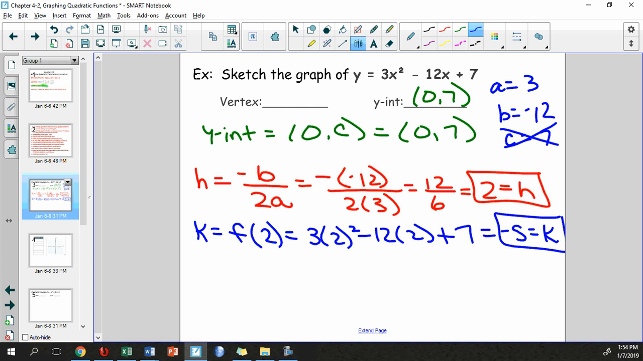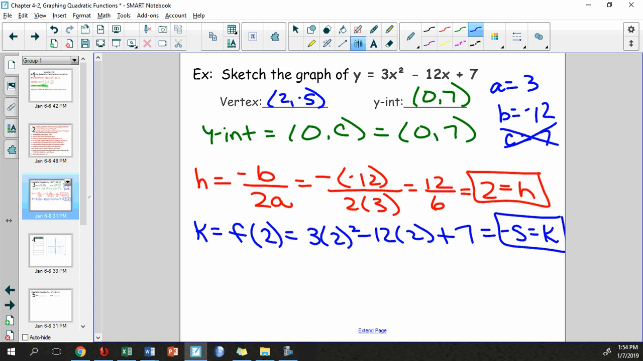So I have found h and I have found k. So what is my vertex? 2, negative 5. Is this a minimum or a maximum value? HK, sir, HK. Do I have a minimum or a maximum value here? How do I determine this? Because I hear minimum, like it's a question.